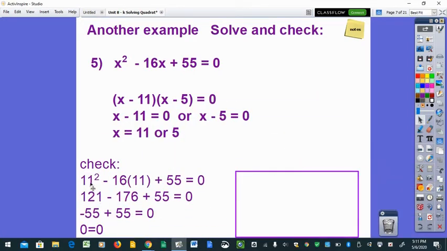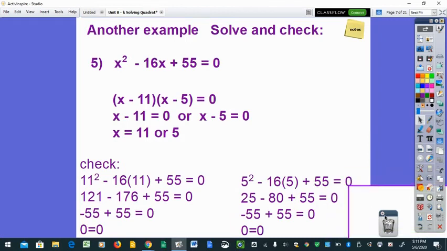Pick up my calculator, square the 11, minus 16 times 11, add 55. You will see 0. And if you do it with the 5, you will also see 0. So this parabola, if we were to graph it, is going to open up because the a is positive. And since it hits the x-axis in 2 spots, its vertex must be below the x-axis, and it's going to hit at positive 5 and 11. So it's kind of shifted over to the right.